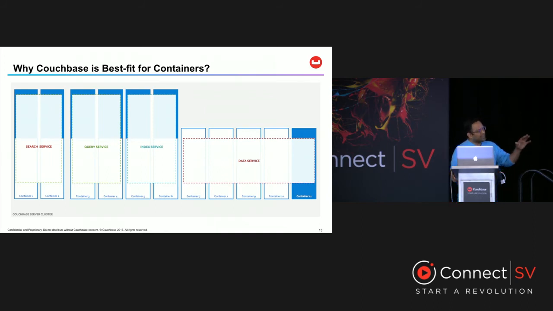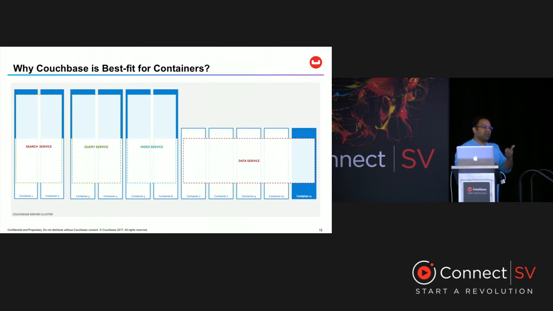So what we came up with, this kind of revolutionary technology, was multi-dimension scaling. We separated these workloads into separate services within Couchbase. So we have a data service, a query service, an index service, and a search service. And it gives you a lot of flexibility.